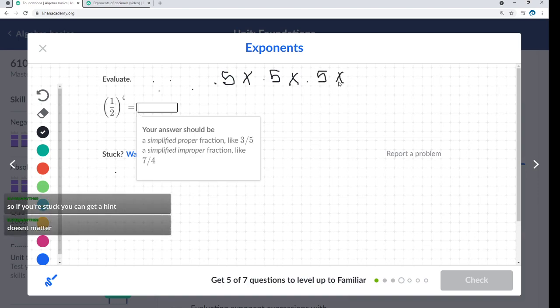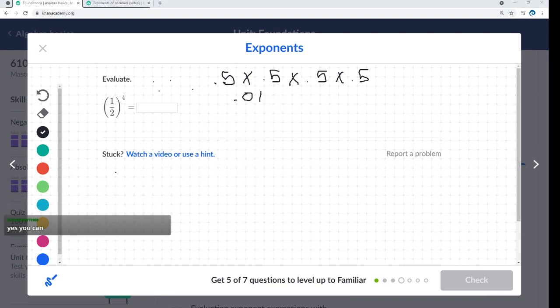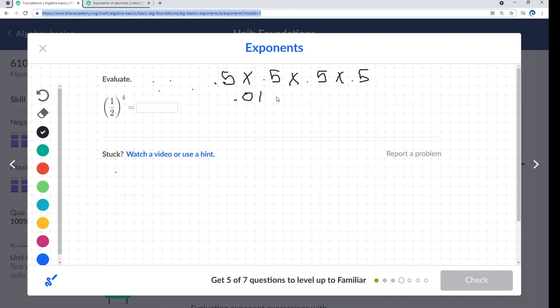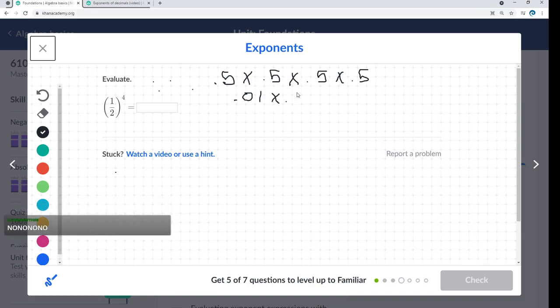0.5 times 0.5, right? So 0.5 times 0.5 is going to be 0.01. If I'm looking for confirmation, Elite says I can. Elite says it's possible. So we're going to do it. So this is times 0.5. Right.